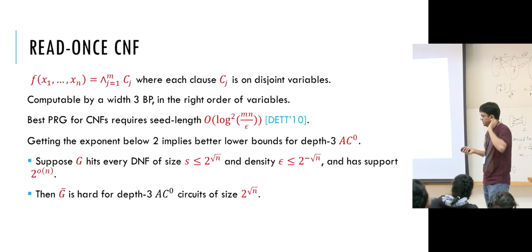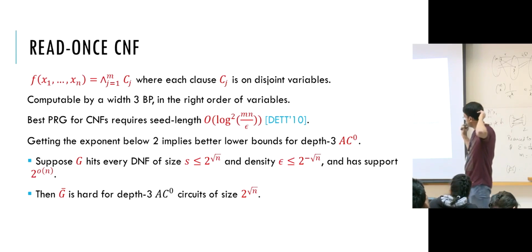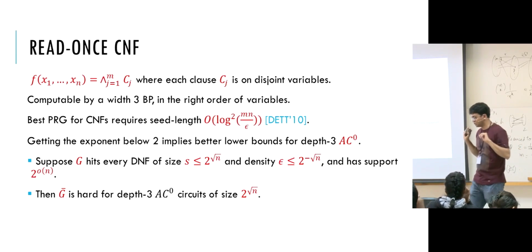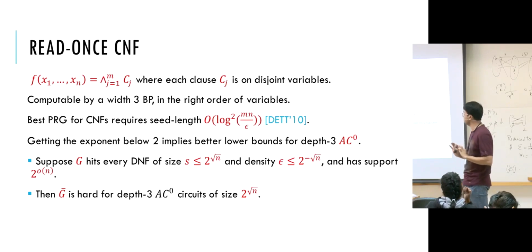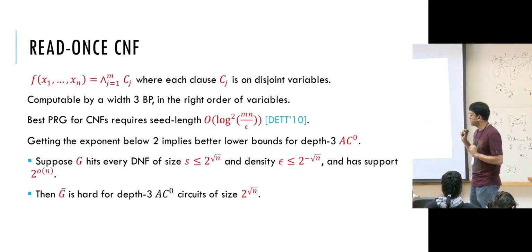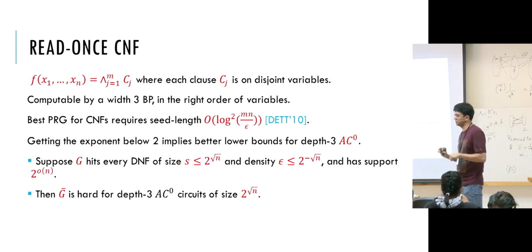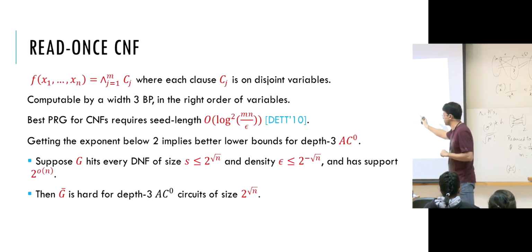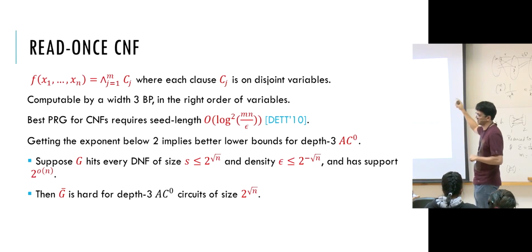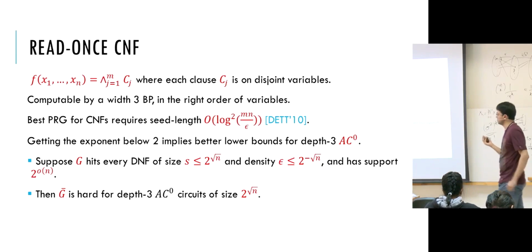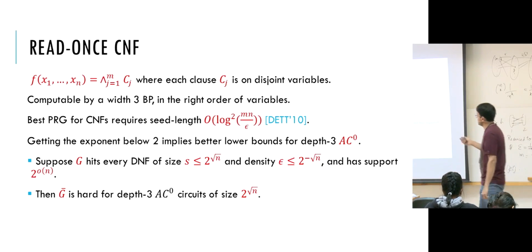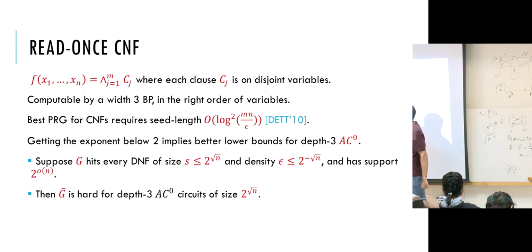I think somebody asked this question, so let me just tell you. You don't even need a pseudo-random generator. Even suppose you had a hitting set generator with the following guarantee. You can hit every DNF of size less than, say, 2 to the root n, or make it n to the 0.51, let's say, and density at least 2 to the minus root n. Now suppose I got the exponent here below 2.